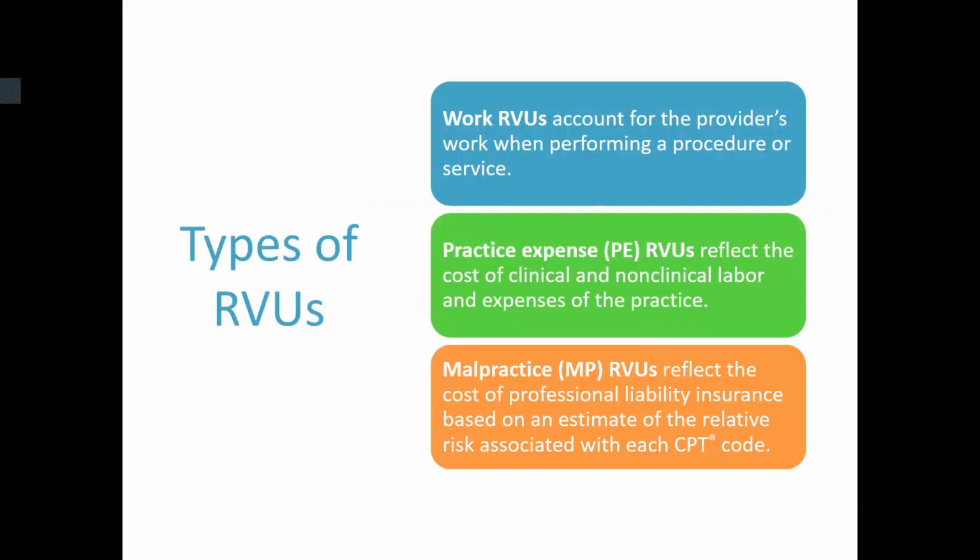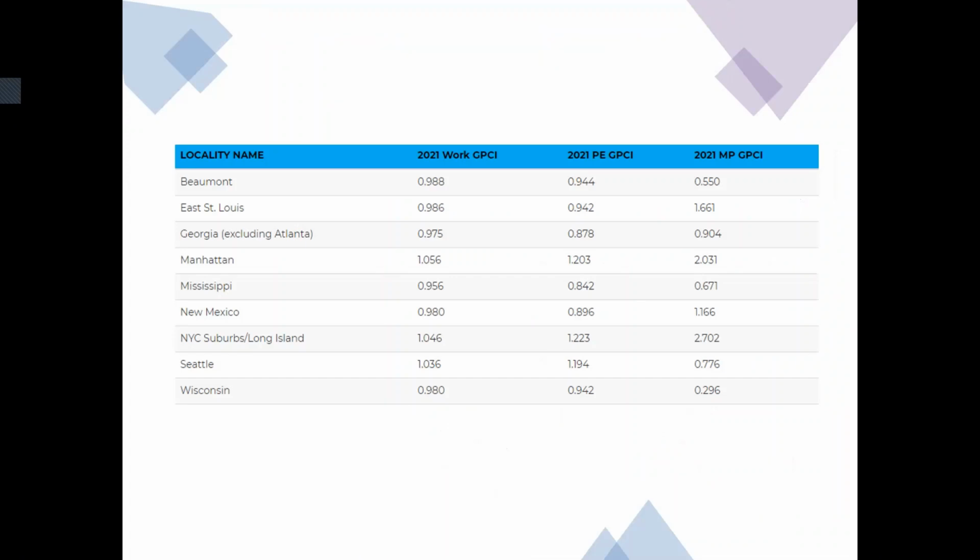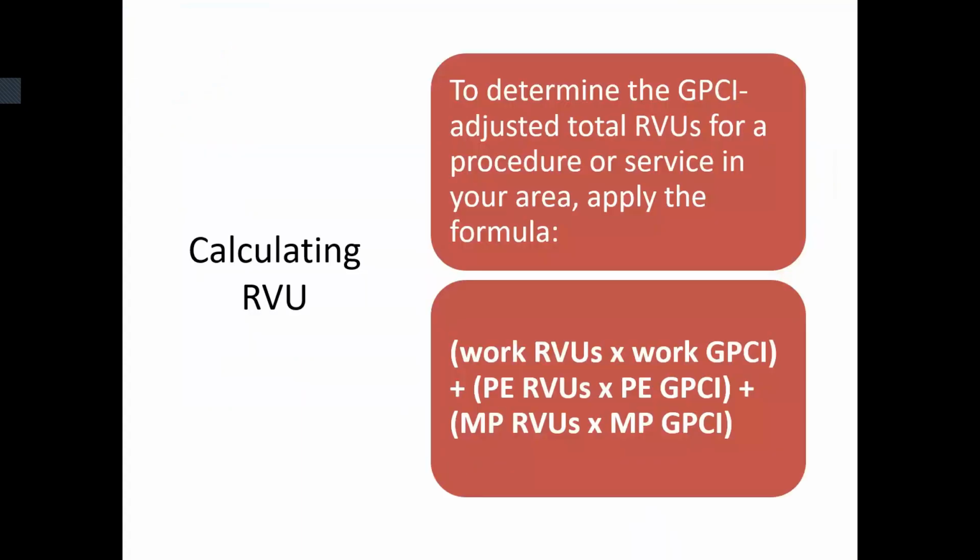So there's different types of RVUs. There's work RVUs, which accounts for what you're doing with billing and coding and procedures. Then there's practice RVUs, which kind of accounts for the overhead. And finally, there's RVUs that accounts for malpractice. And then there's a geographic factor that's built in to stabilize payments and account for higher areas of cost of living. So for example, in Manhattan, there's higher work RVU codes versus Beaumont, Montana, which has a lower RVU code.